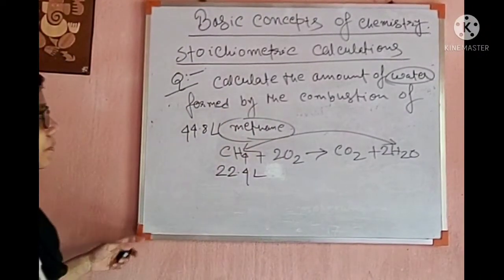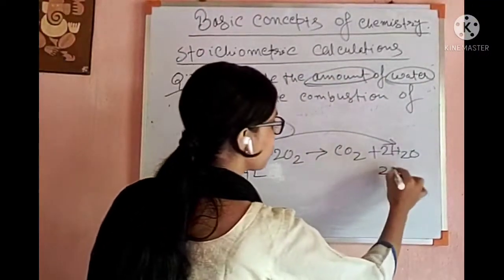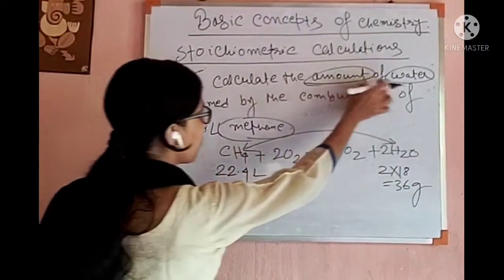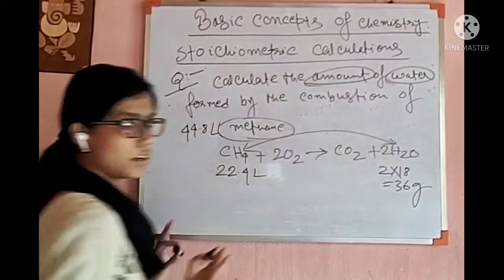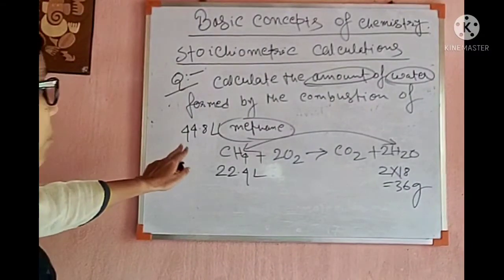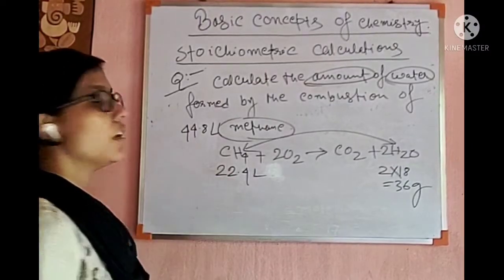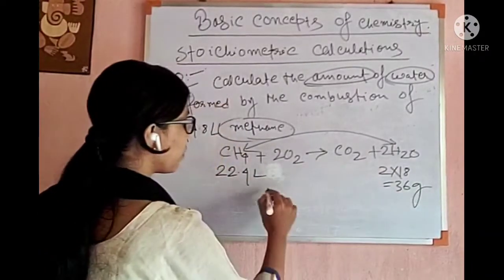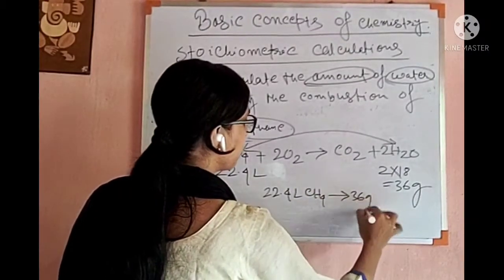So 22.4 liter gives, you will write the amount in terms of gram always, 2 into 18, that means 36 gram. If the question asks about the amount of water, you will always write it in terms of weight, that is gram, if nothing else is mentioned in the question. But the amount of methane is given in terms of volume, so you have to write the amount of methane in terms of volume following the third method. So 22.4 liter of methane gives 36 gram of water.